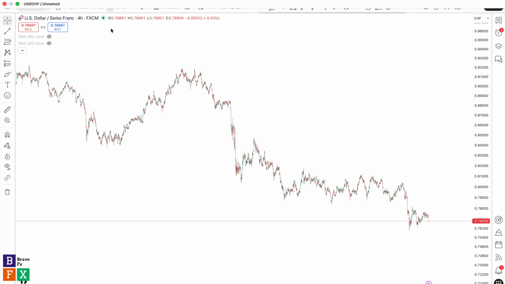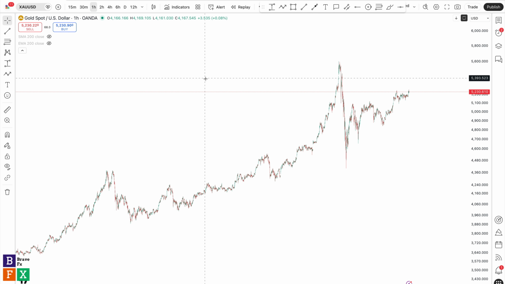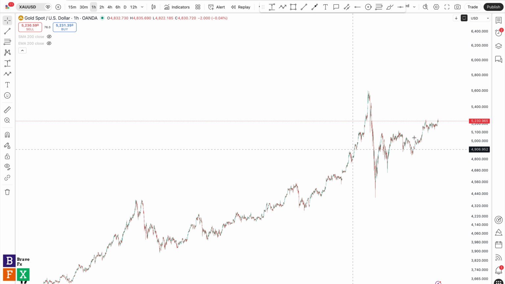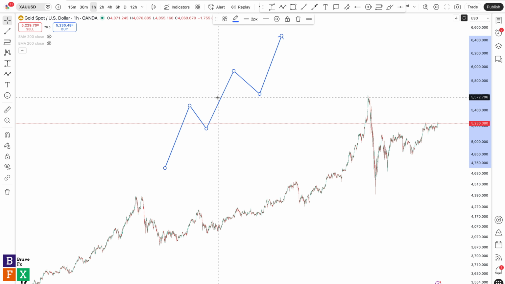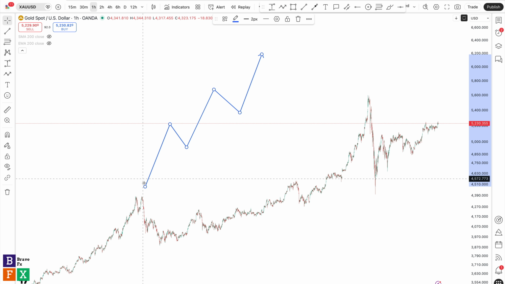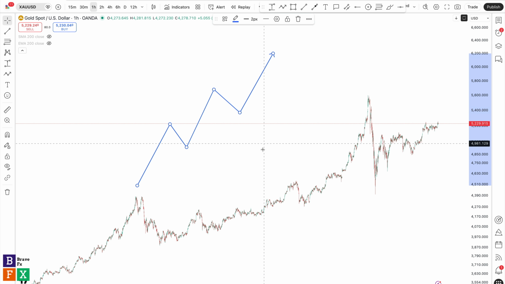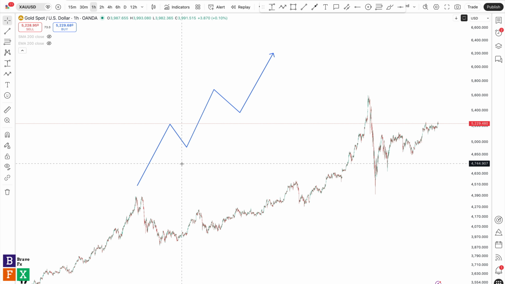Now, the best and most effective way to identify market structure is by paying attention to swing highs and swing lows. This illustration I just put on my chart is the easiest and most professional way to identify market structure. Swing highs and swing lows show you that price is either going up or going down. I'm going to explain.